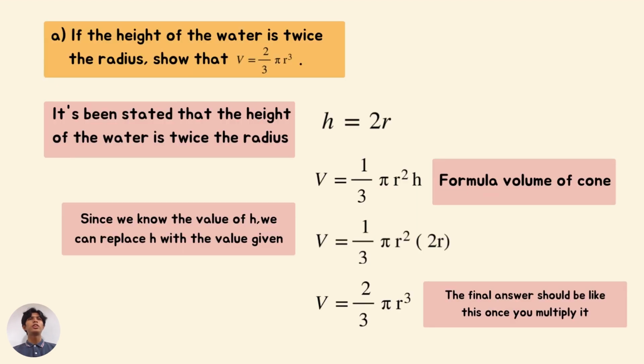The solution for question A is: since it has been stated that the height of the water is twice the radius, we put h equal to 2r. The formula for the volume of a cone is V equal to 1 over 3 pi r squared h. Since we know the value of h, we can replace it with the value given. So we can write V equal to 1 over 3 pi r squared multiplied with 2r. So the final answer is V equal to 2 over 3 pi r cubed.